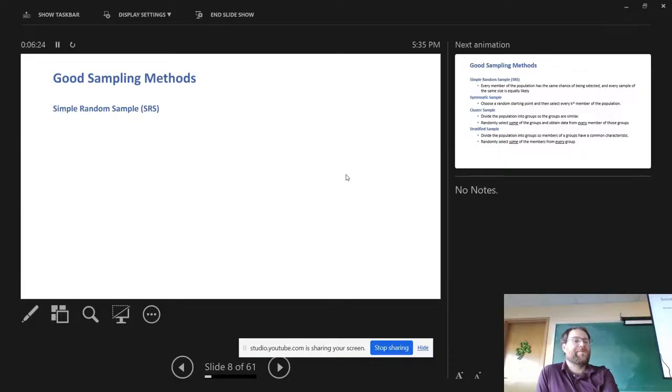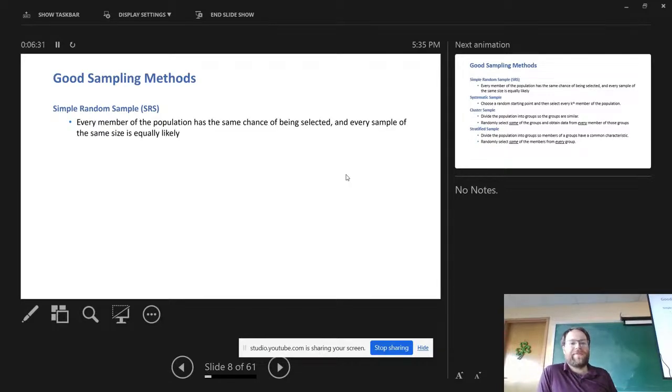So some good sampling methods: simple random sample, SRS. Every person in the population has the same chance of being selected. Every sample of the same size is equally likely. So an example would be I put your 3 names in a hat and I draw a name out of the hat. Equal chance of that happening for all 3 of you. And it's random.